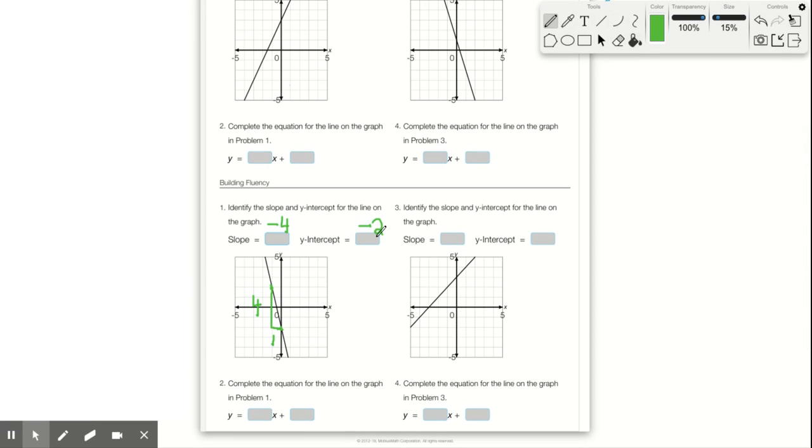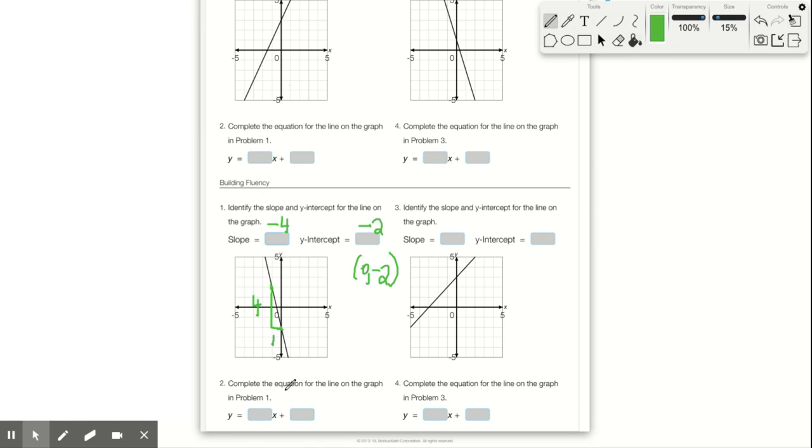So we have both pieces. We have the slope is -4 and with the y-intercept at -2. And the y-intercept is really at 0, -2. That's the coordinates. 0 is for the x, and -2 is here.